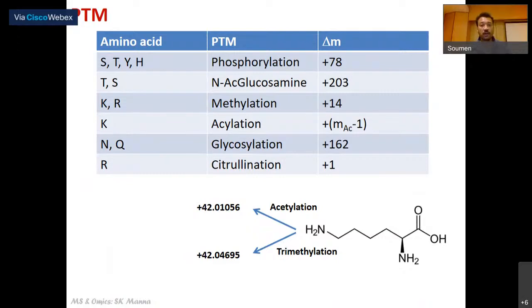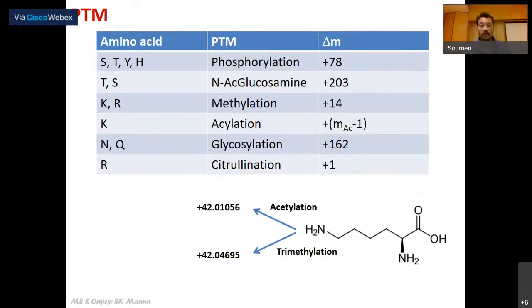Citrullination, for example, arginine to citrulline, protein citrullination, which is often seen in autoantibodies. In those cases, you will have a mass difference of plus 1 because of the hydrolysis.